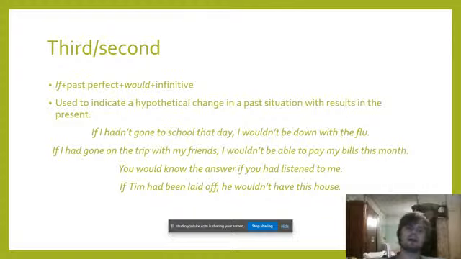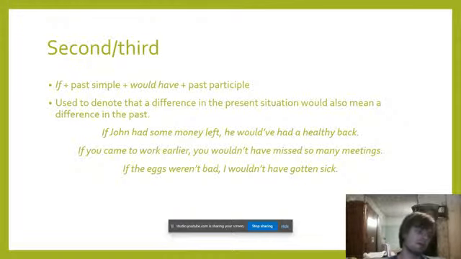That's about it. And now we have the second/third mixed conditional, where we have the structure of the if clause being constructed with a past simple, followed by the effect clause with would have and a past participle. It's used to denote that a difference in the present situation would also mean a difference in the past. Like, I wouldn't be here if it weren't for you. That sort of thing.